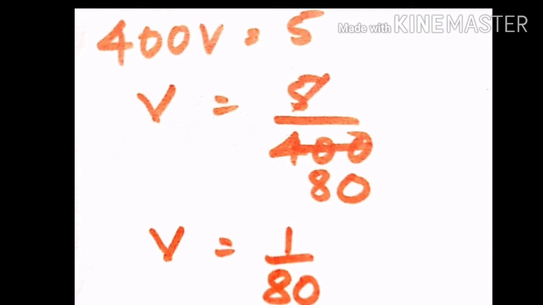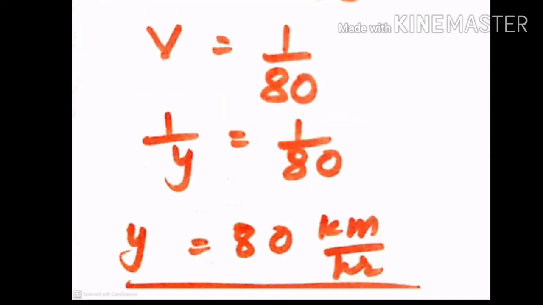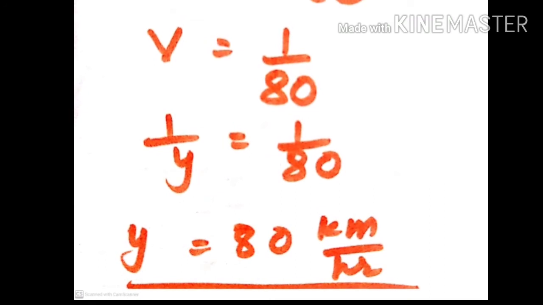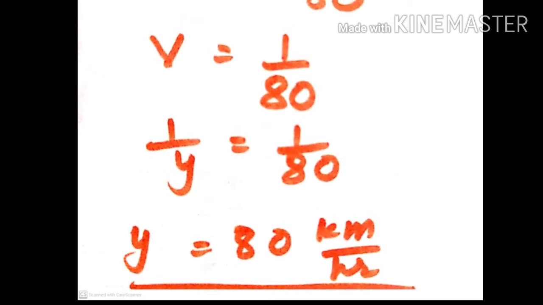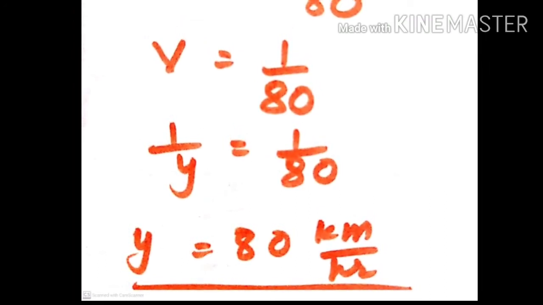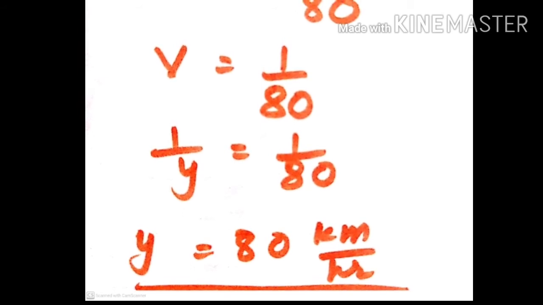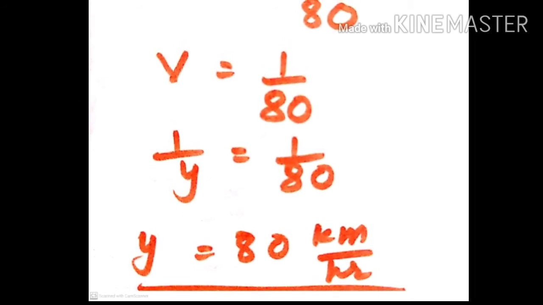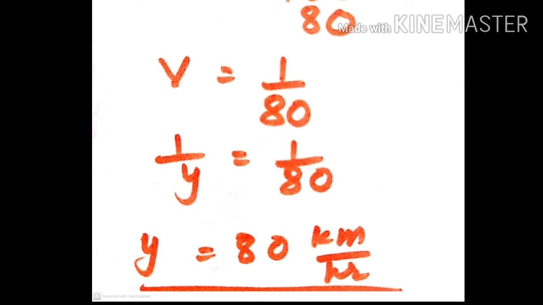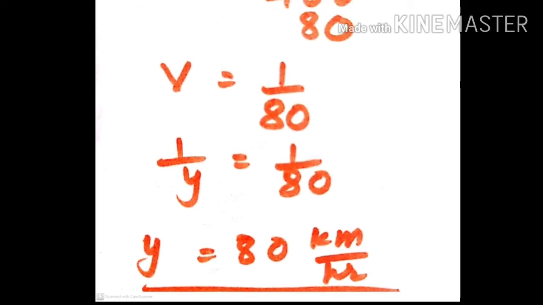But what is our v? That is 1 by y. So we will again substitute our v. So here we place our value that v is equal to 1 by y. 1 by y is equal to 1 by 80, and so by taking the reciprocal we get y is equal to 80 km per hour.